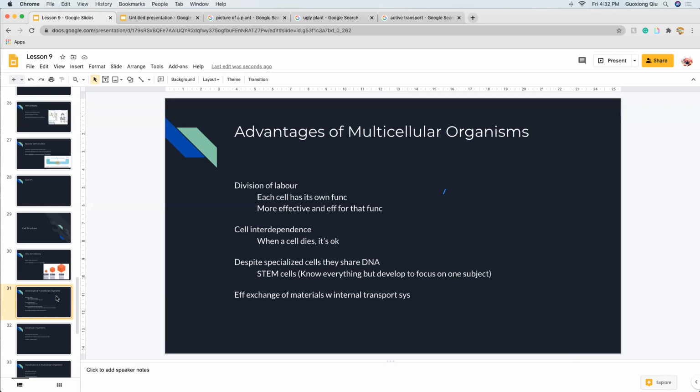For example, you have liver cells and say stomach cells. Your liver cell does liver stuff. Your stomach cell does stomach stuff. Each cell has its own function. They do their own thing.